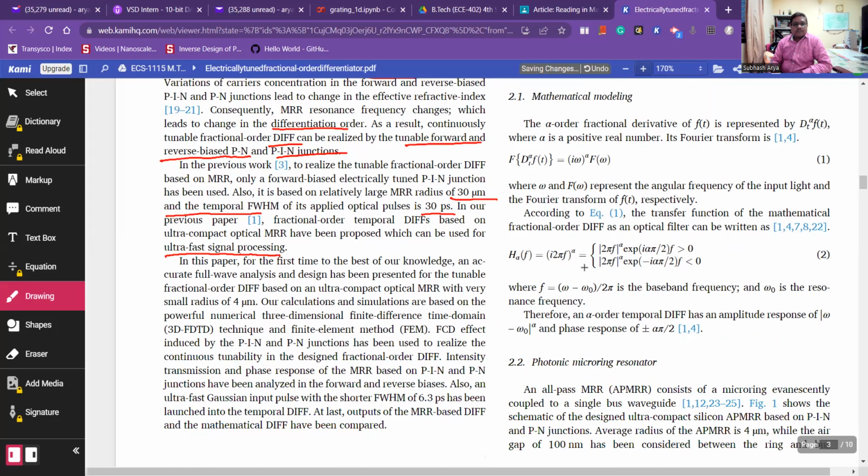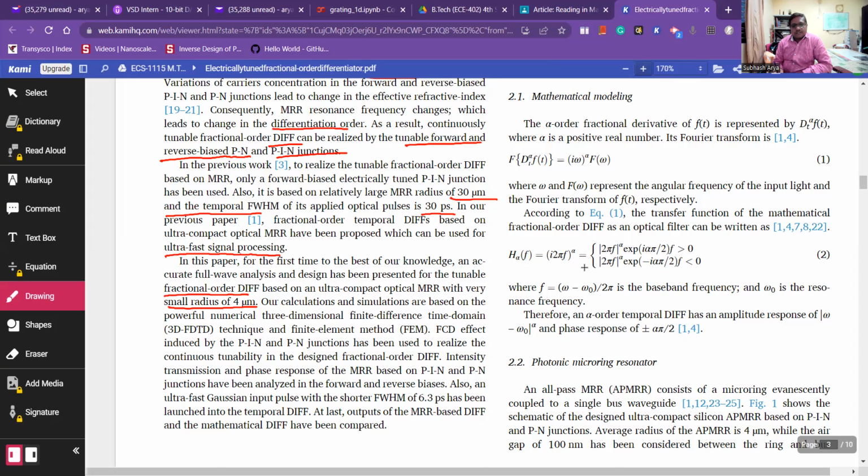In this paper, for the first time to the best of our knowledge, an accurate full wave analysis and design has been presented for the tunable fractional order differentiator based on an ultra-compact optical MRR with a very small radius of 4 micrometer. Our calculations and simulations are based on the powerful numerical three-dimensional finite difference time domain technique and finite element method. The FCD effect induced by the PIN and PN junction has been used to realize the continuous tunability in the designed fractional order differentiator.